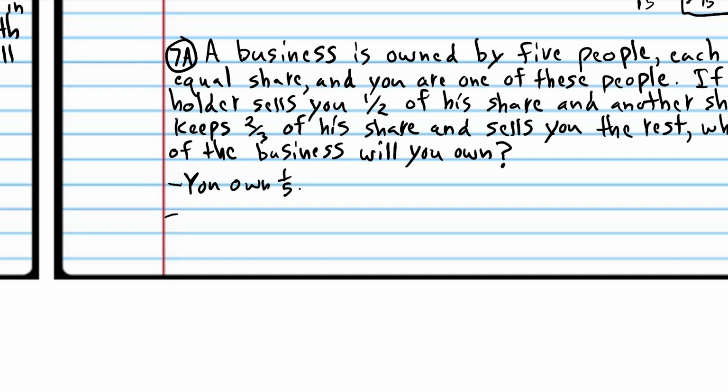So the second person gives you 1/2 of 1/5. So if you want to find a fraction of a fraction, you just multiply those. Again, we learned that in a previous class. So 1/2 times 1/5 is 1/10. That's what all these problems are going to be, just finding a fraction of a fraction.